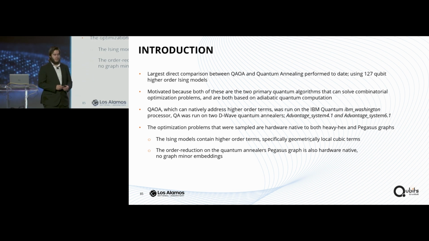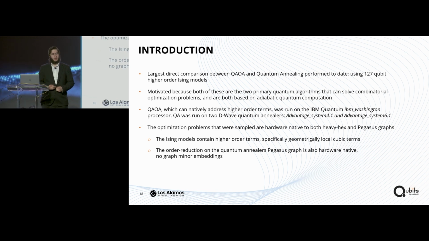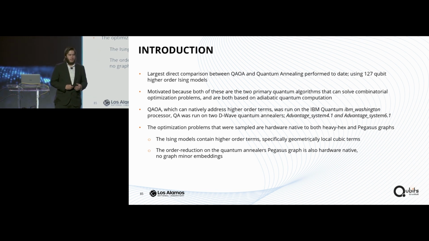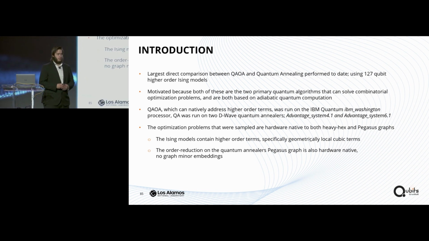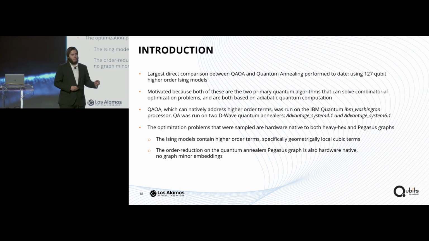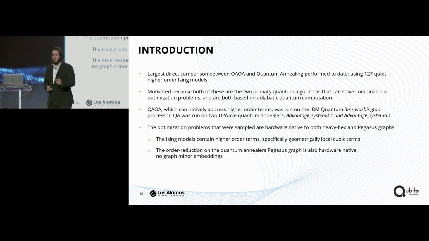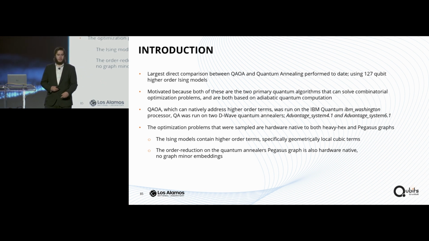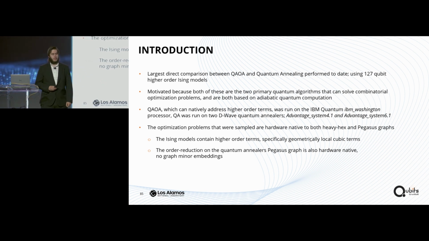These used 127 qubit higher order Ising models. And this was motivated because both of these algorithms are the primary quantum algorithms for solving combinatorial optimization problems. Moreover, they are both very, very similar. They are actually both based on the same idea of adiabatic quantum computation, based on the adiabatic theorem in physics.